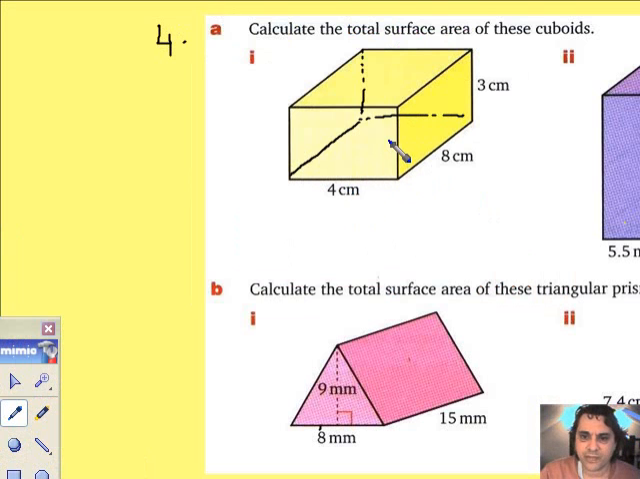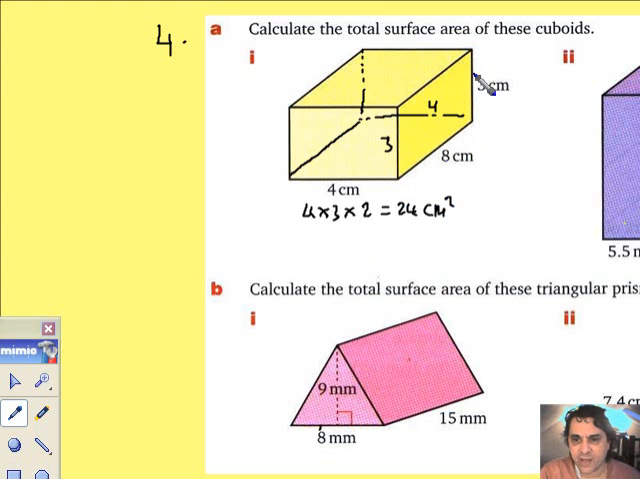So we've got a 4 by 3 at the front and a 4 by 3 at the back. So for the total surface area, I've got 4 by 3, and I've got 2 of them, one at the back, one at the front. So that's going to be 24 centimetres squared of area.